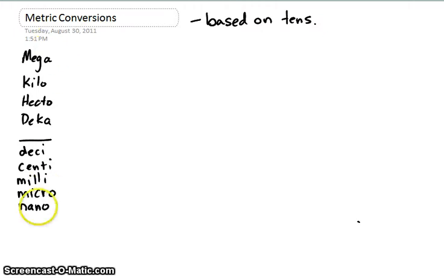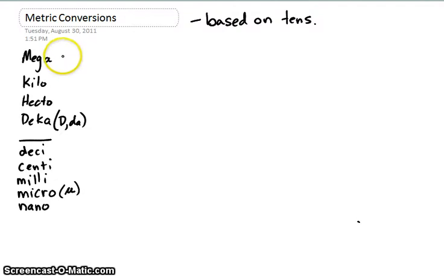The abbreviation for all of these is pretty obvious. Sometimes for deca you'll get a capital D, sometimes you'll get a DA. And micro, since we've already used M on milli, is this Greek letter, the Greek letter mu. All the rest of them, the abbreviation is pretty obvious.